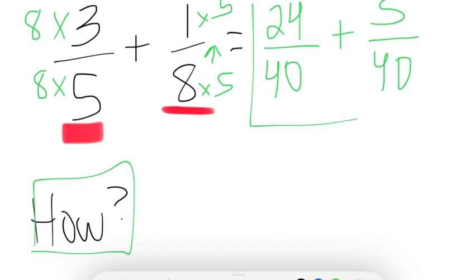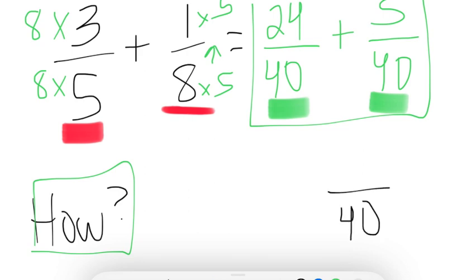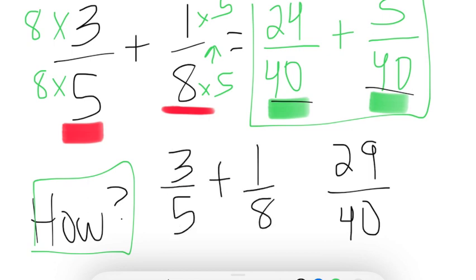And now we can re-ask ourselves, can I? Yes, my denominators are the same now, so I can add them. As I rewrite my final answer, first things first, I put it over 40. And now I just do some very basic addition. 24 plus 5 is 29. So 29 over 40. If I were to rewrite this question, 3/5 plus 1/8 equals 29/40.